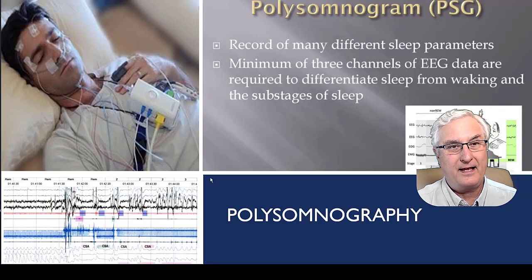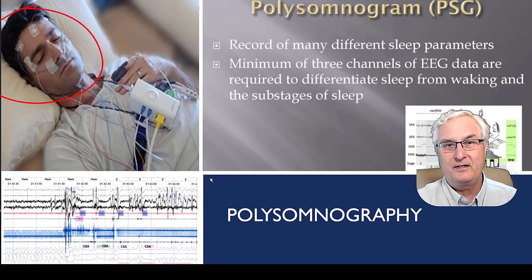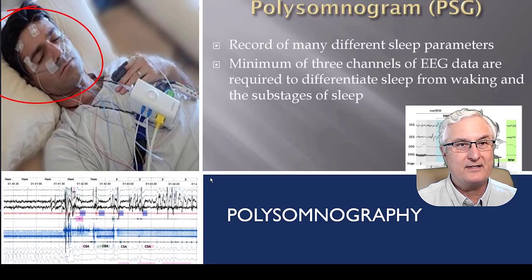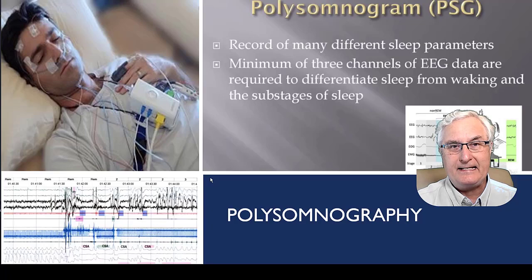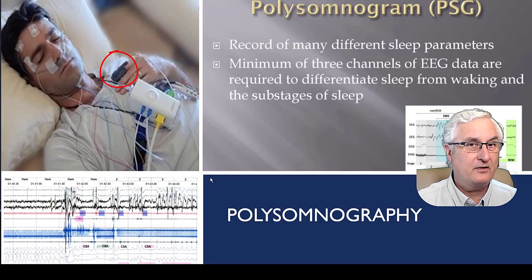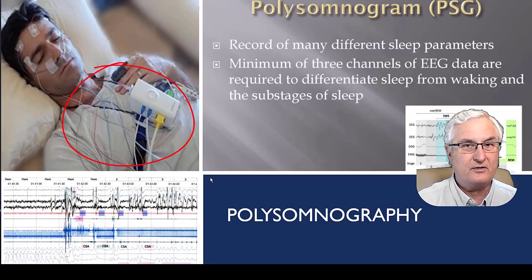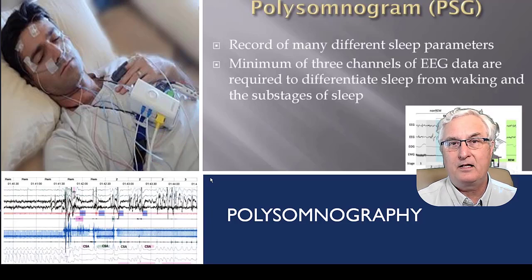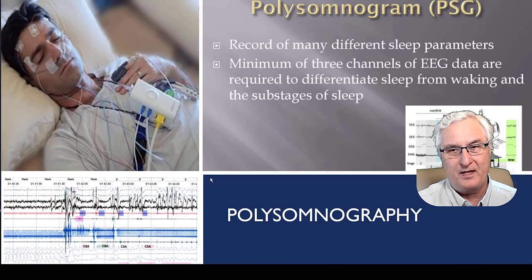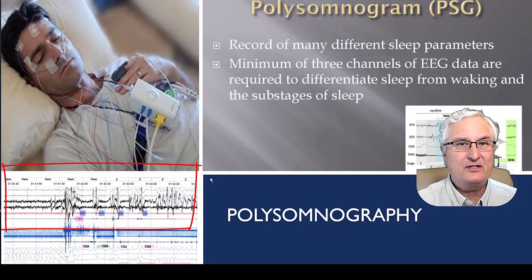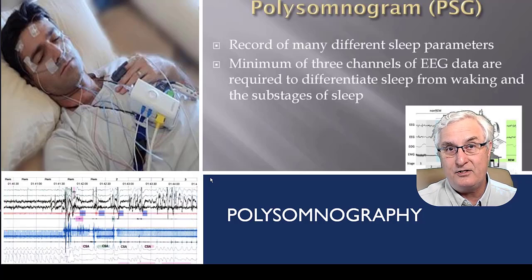Now, if you see on the left-hand side of your screen, you'll see a gentleman who is hooked up, and you'll see some stickies on his head. These are, of course, the EEG. You'll see a little pulse oximeter on his finger. We're going to measure his oxygen. And you'll also see some sticky things on his chest. We're going to do his ECG. And there's multiple other sensors on there, leading to an analysis overnight, which is called a polysomnogram, or a PSG. And this is what would be produced in a sleep lab to diagnose the different stages of sleep.